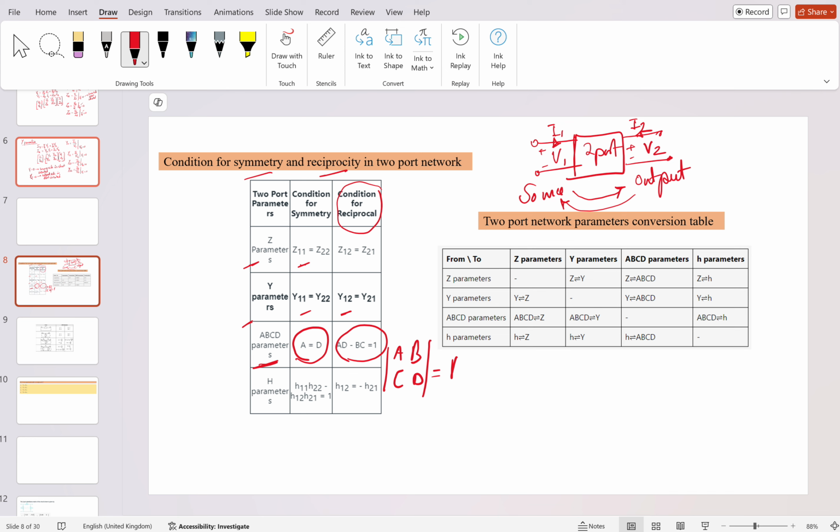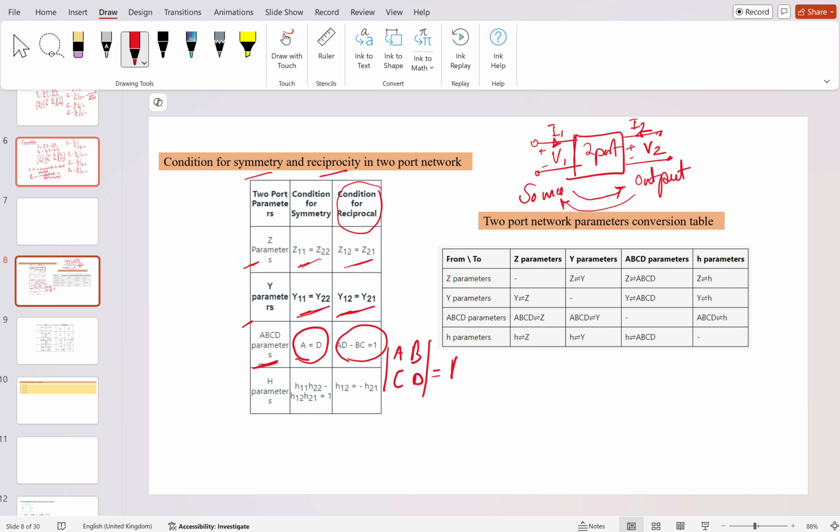And symmetry means when you give the input from any of the sides, you will get the same type of output. It means that in a two-port network, the input-output ports can be interchanged without altering the port voltage and current. That is called symmetry. So there are different conditions related to that: Z11 should be equal to Z22, Z12 is equal to Z21, Y11 is equal to Y22, Y21 is equal to Y12. These are the conditions for symmetry and reciprocity.